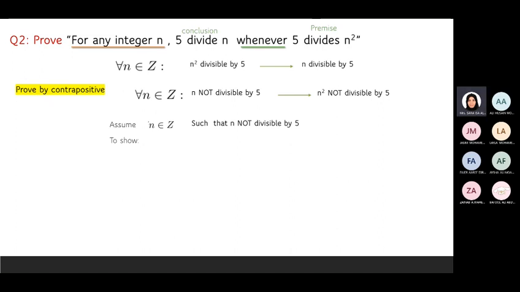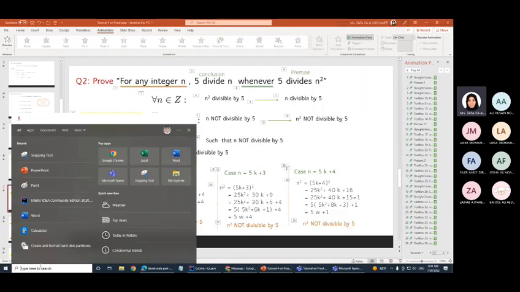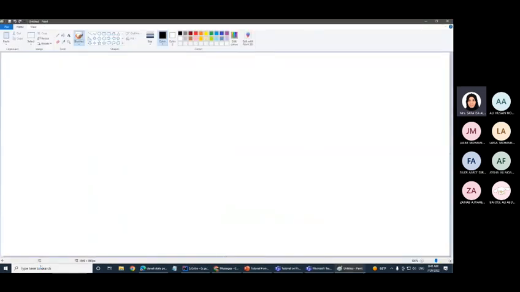لأن الأرقام في الزي يا تكون divisible by a given number or not divisible by a given number. So I don't care about the n that they are divisible by 5. I care about the n, the integers that are not divisible by 5. And my goal is to show that n square is not divisible by 5. Let's go to the paint here and talk about divisibility.